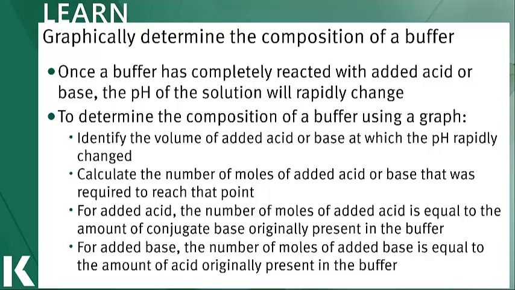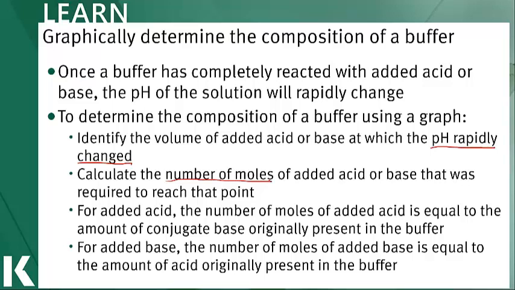Here's where we can determine the composition of the buffer. The first thing we need to do is look and determine where on the graph the pH rapidly changes. This is the volume of added acid or base that I will be using for the calculation. Here I'm going to use that volume to calculate the number of moles of added acid or base. As always, the number of moles, or the number of equivalents, of acid or base is what is reacting and telling me how much I have.